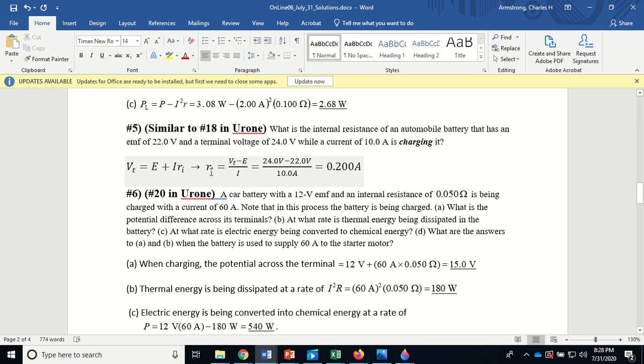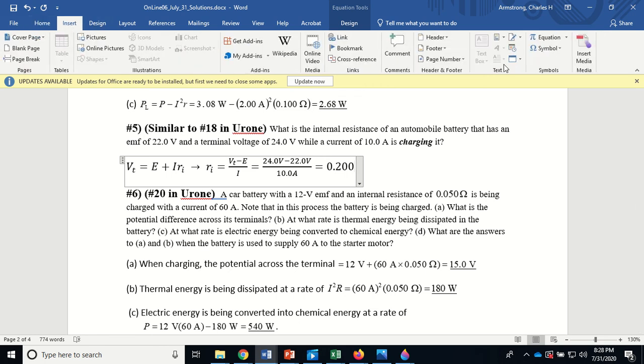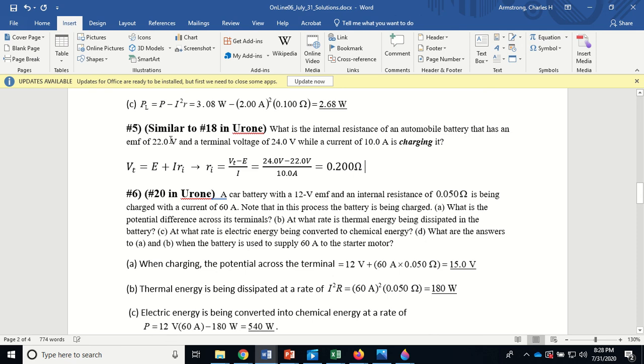So the internal resistance is going to be, just solve for internal resistance. We got 24 volts minus 22 volts divided by 10 amps. You don't have it filled in, but that's supposed to be an omega there.